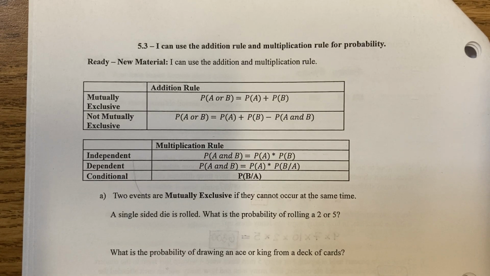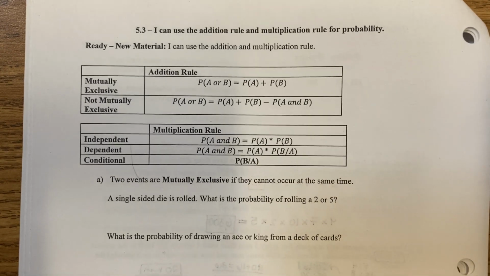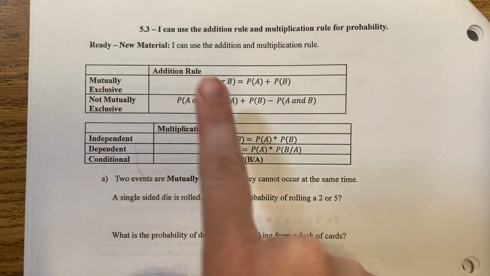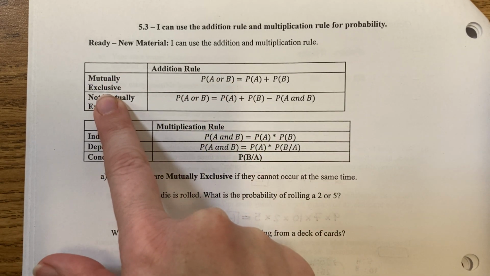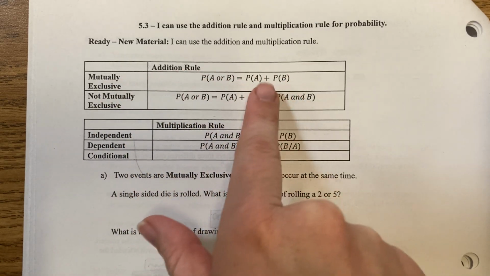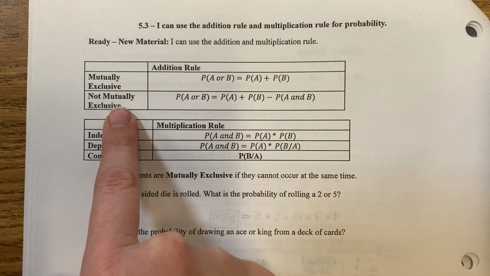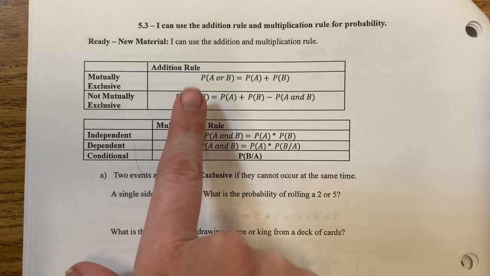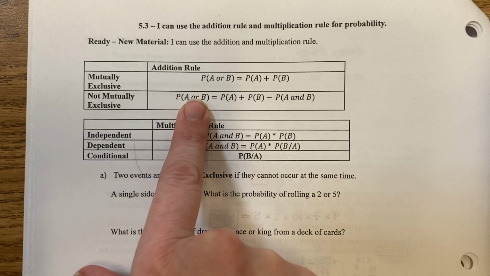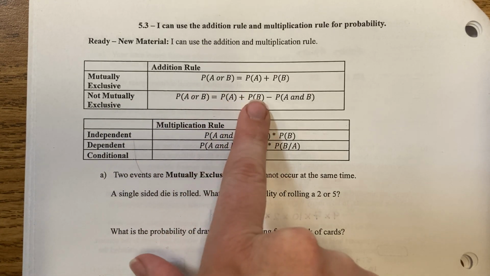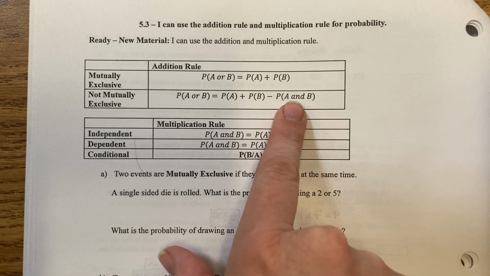For section 5.3, we will go over the addition rule and multiplication rule for probability. For the addition rule, when events are mutually exclusive, that means there will be no overlap, so I'll just add the probabilities together. When they are not mutually exclusive, that means they will have an overlapping section. So I do probability plus probability minus where they overlap.